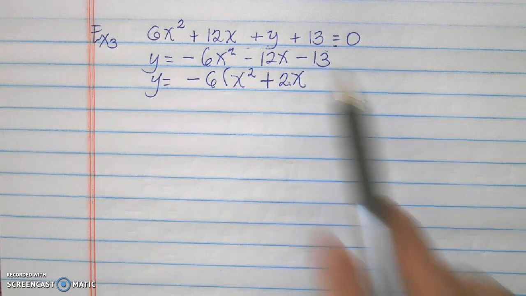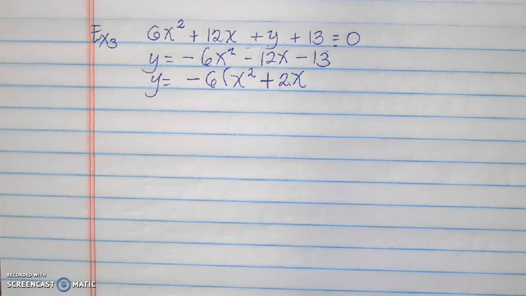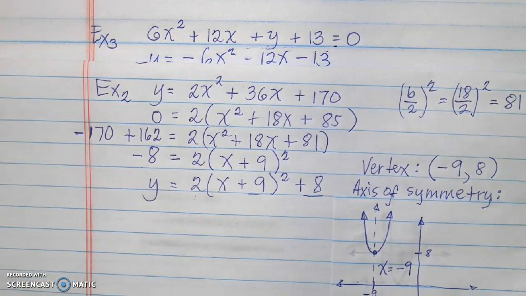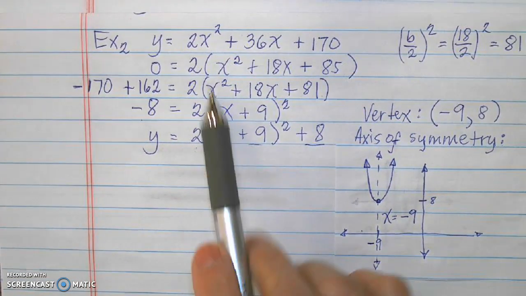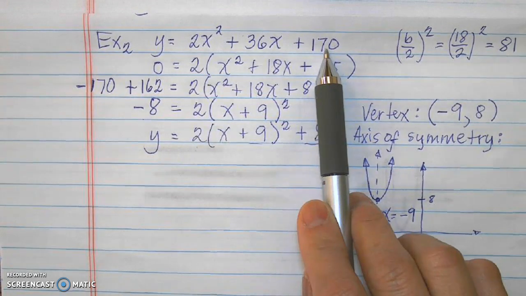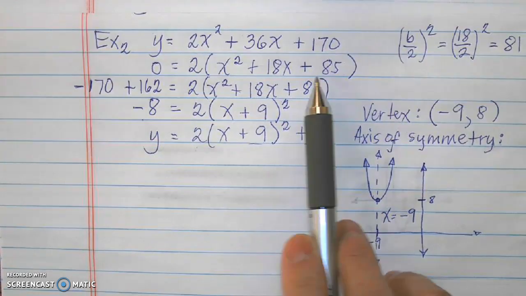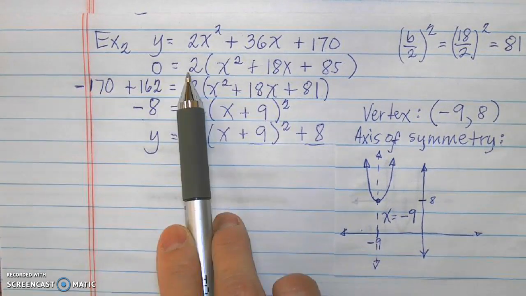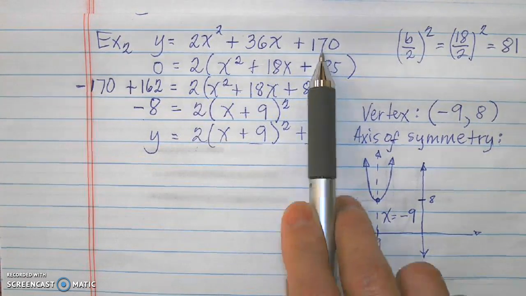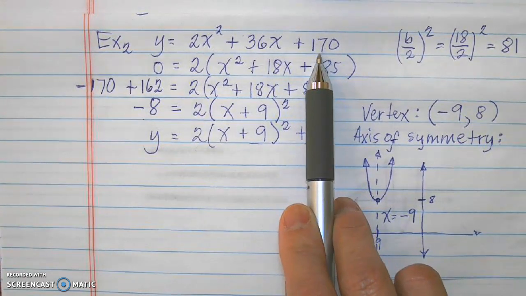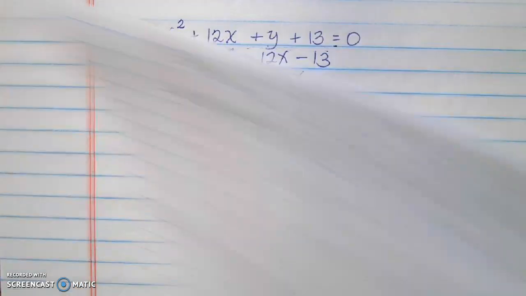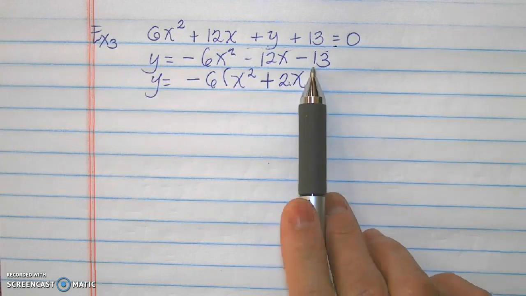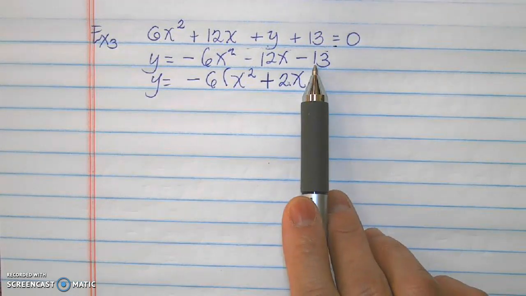Now, why is that the same? I hope that you still remember your example number 2. Watch and see. When we factored out the 2 from the 170, it became an 85. But when we moved it to the other side, we had to go back and put the 2 back there, which will turn out to be, again, positive 170. But it turns to negative because it went to the other side. Therefore, this 13 over here, I can just put it on the other side.